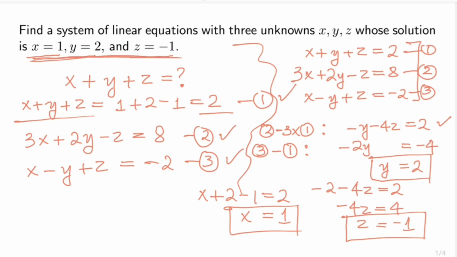We wanted x to be equal to 1, y to be equal to 2, and z to be equal to minus 1. So we combined them, we got these three equations, and then we tried to solve these equations to see if we're going to end up with the result that we started with, the result that we wanted to get from the beginning. And it checks out.